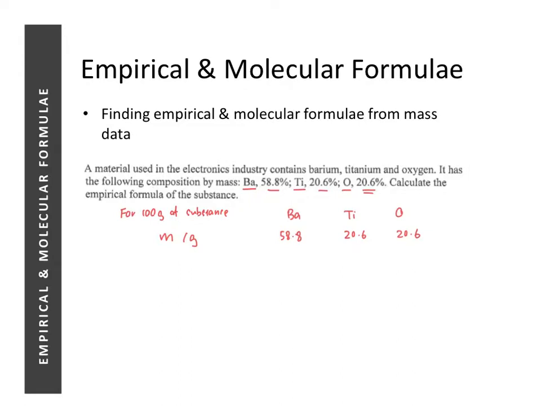Next I need to write down the relative atomic masses for the different elements. Barium being 137, titanium is 48, and then oxygen is 16. Next we need to find the number of moles, which is mass over molar mass, or mass over relative mass. And then I will get the number of moles, which is 0.429.